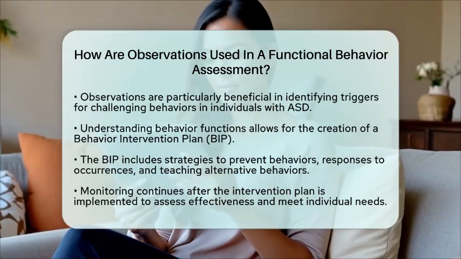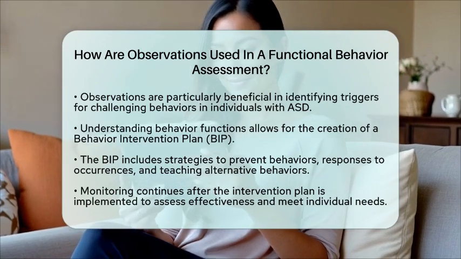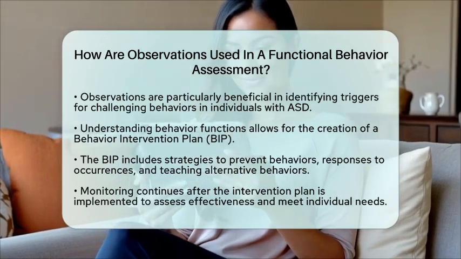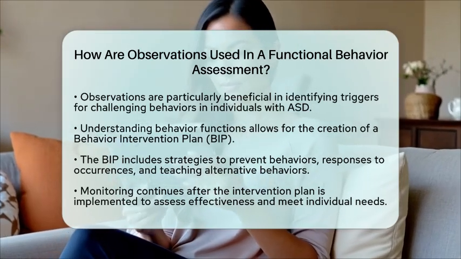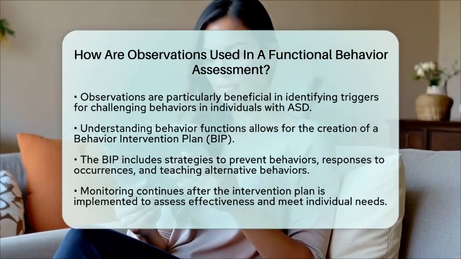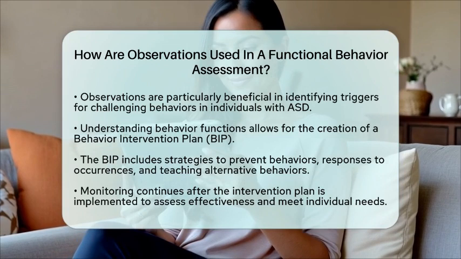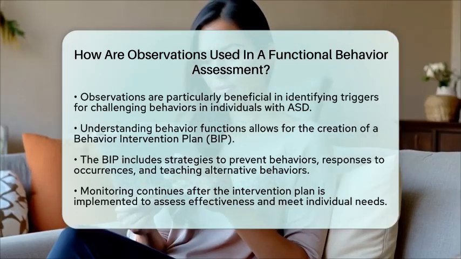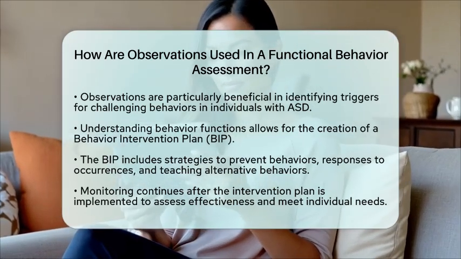In summary, observations are a vital part of a functional behavior assessment. They provide a clear picture of behaviors associated with autism spectrum disorder. By understanding these behaviors, professionals can create tailored interventions that support individuals in a meaningful way.